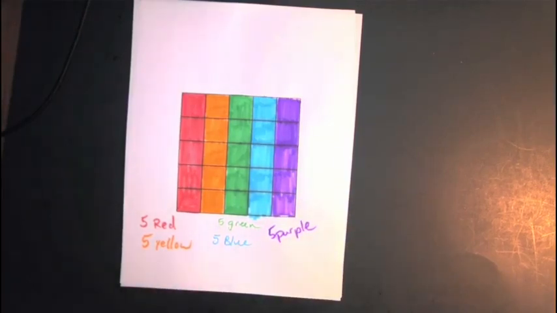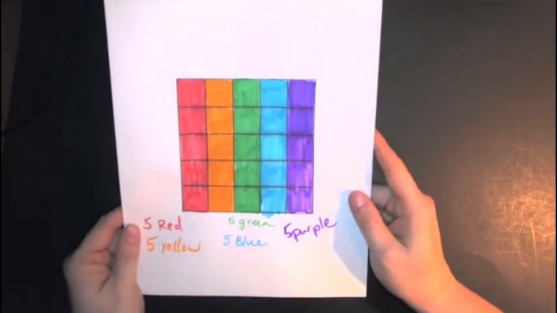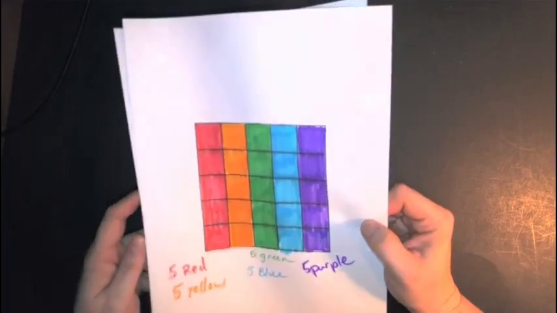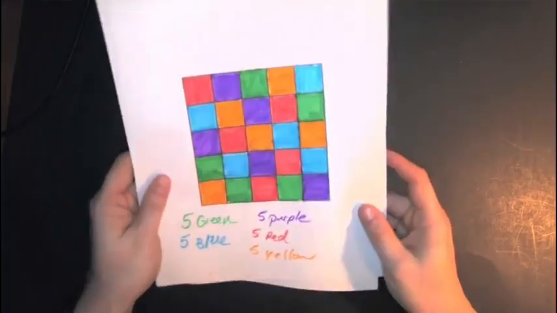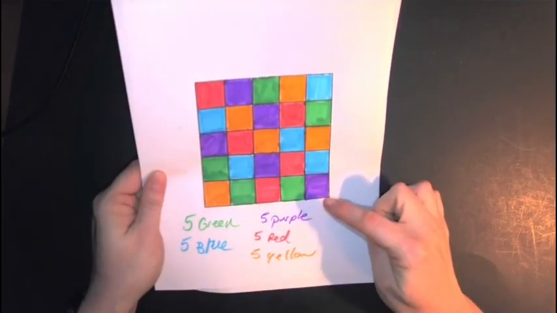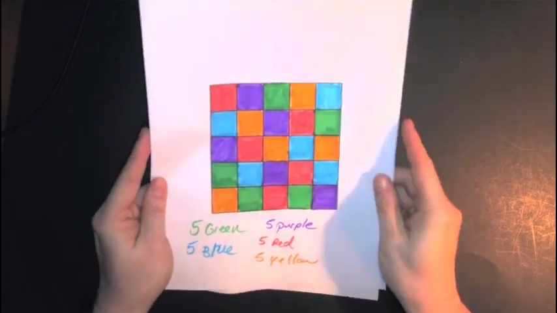5 purple. There we go. Now, I did another one, just because I needed to do extras and some examples, that also only uses 5 green, 5 blue, 5 purple ones, 5 red ones, and 5 yellow ones. It's the same. It really is.